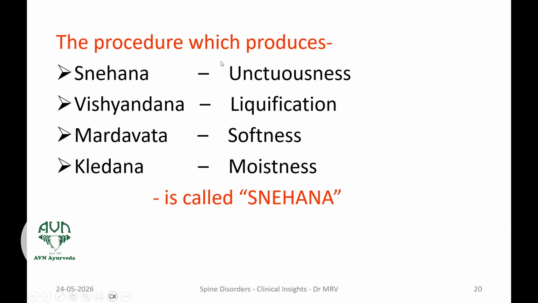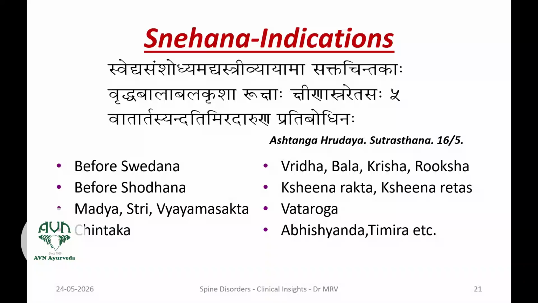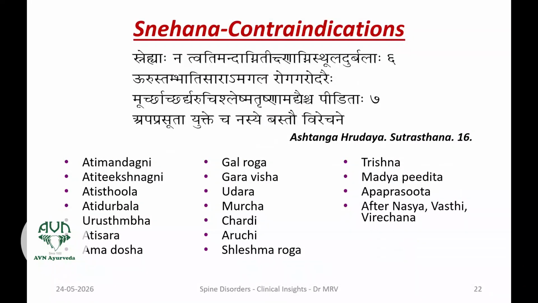Hence, for Vriddha, Bala, Kshatakshina, Krisha, Vatarakta and all the later rogas are explained as indications for Snehana. Because Sneha, especially Ghrita, is having more affinity towards the organ eye. That is why eye diseases respond very well to Snehapanam. Then its contraindications, which I need not go into. Next.